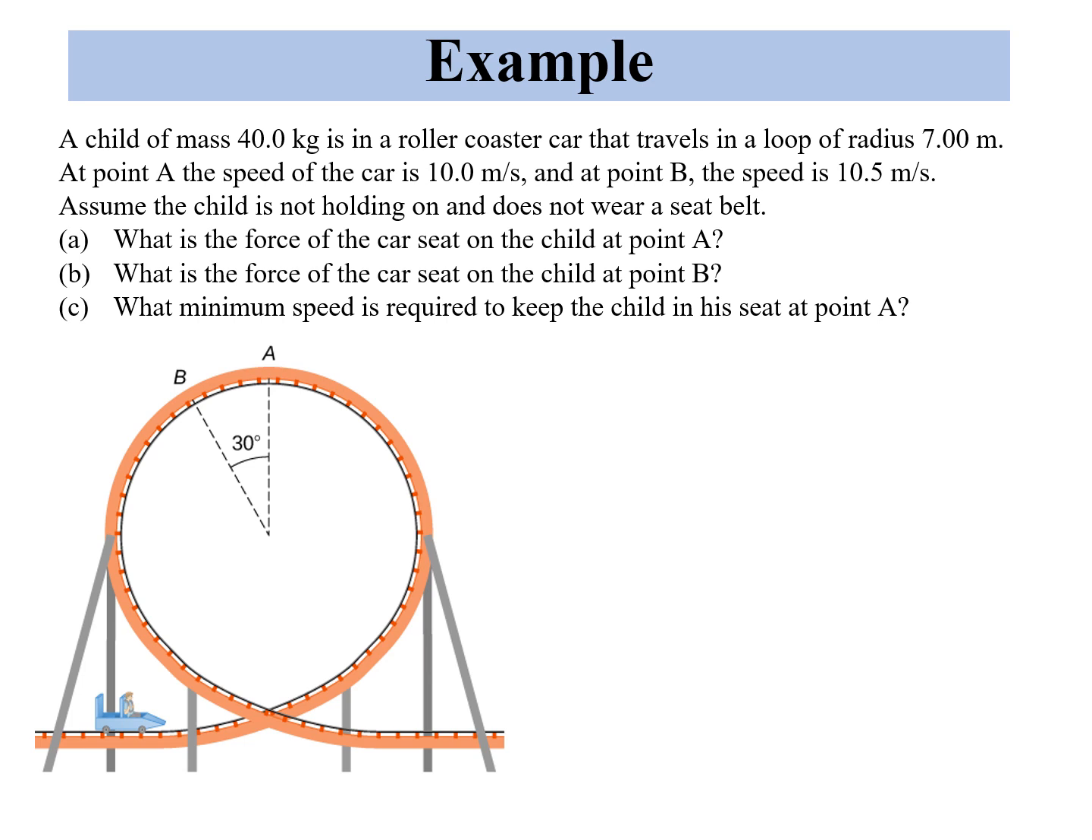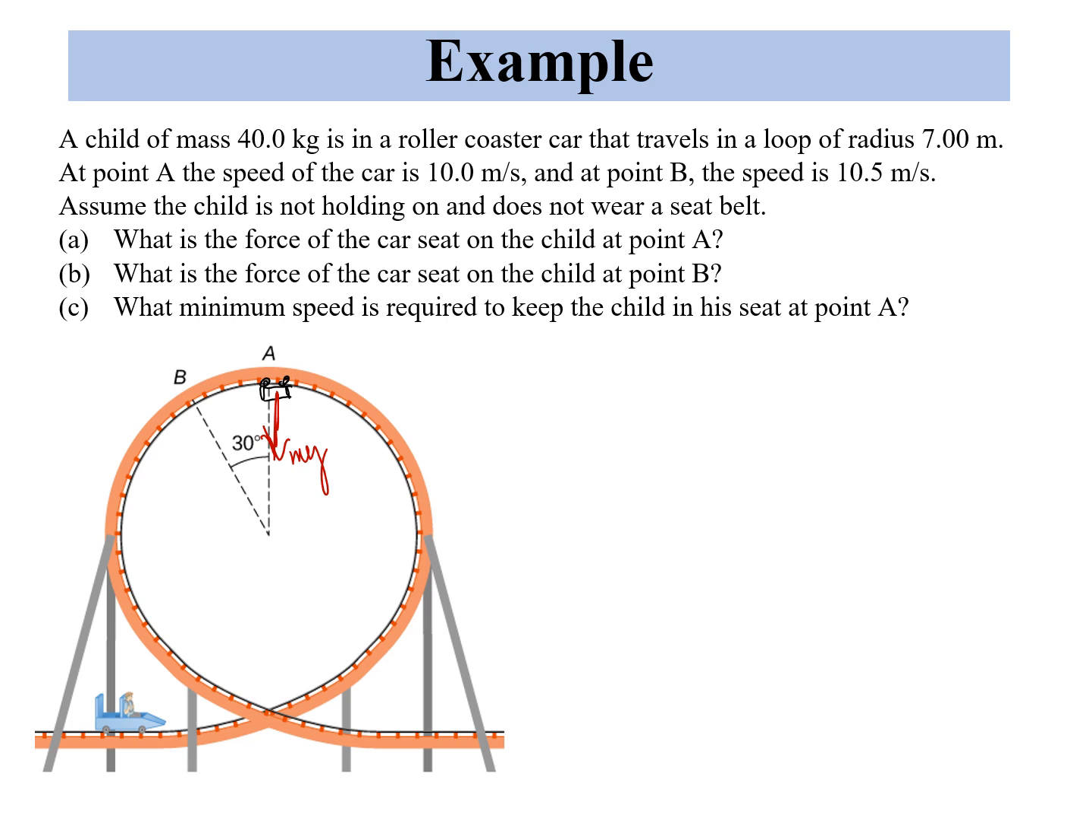Let's look at part C. Part C states: what is the minimum speed that is required to keep the child in his seat at point A? So we look at the case when the child has just lost contact with the seat. Again, at point A, you have this cart, and the force acting is the gravitational force. Since the child has lost contact with the seat, he no longer has a normal force on him.